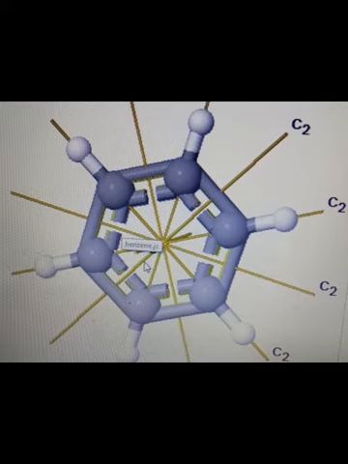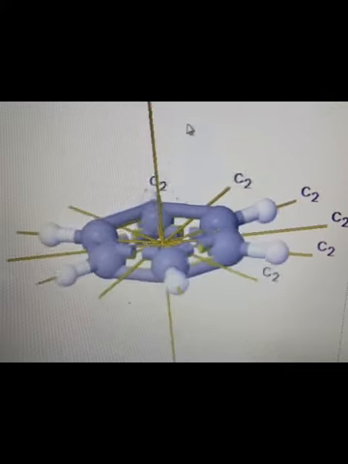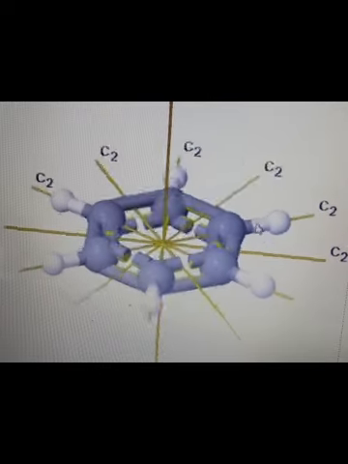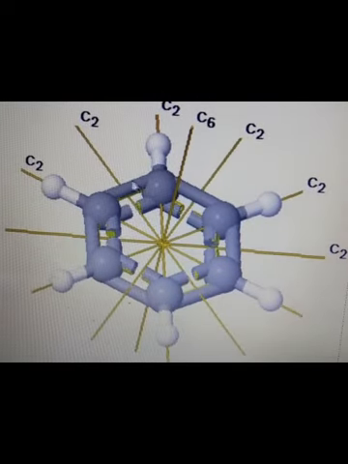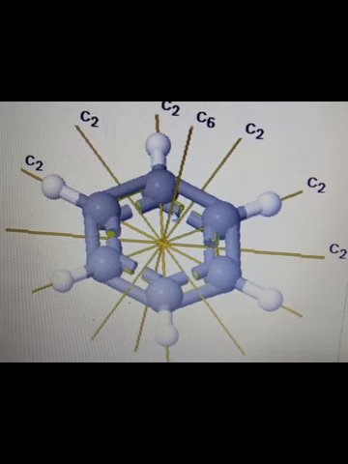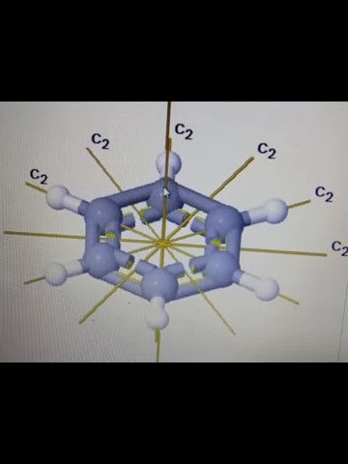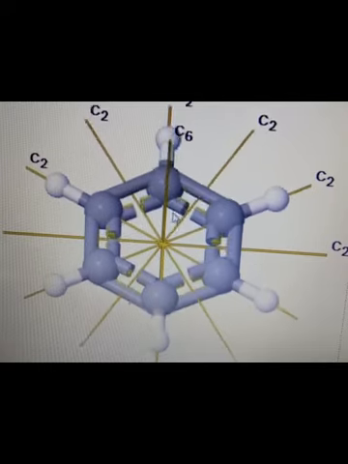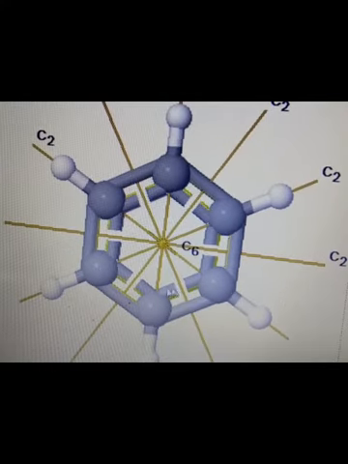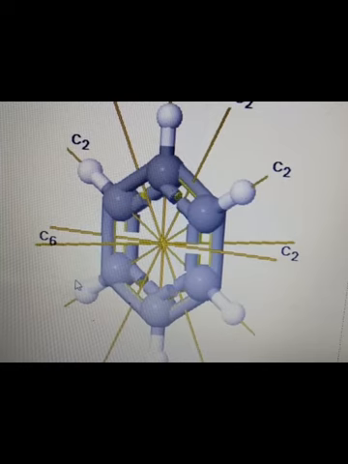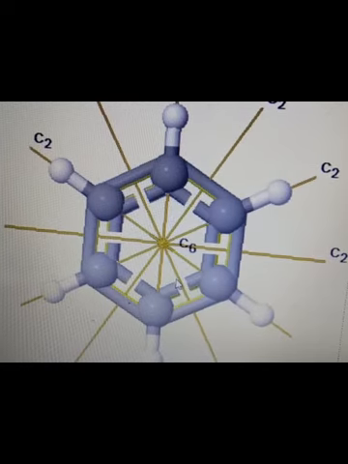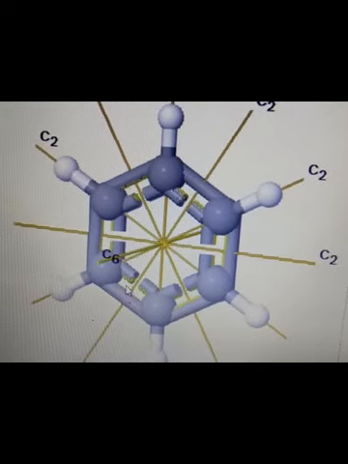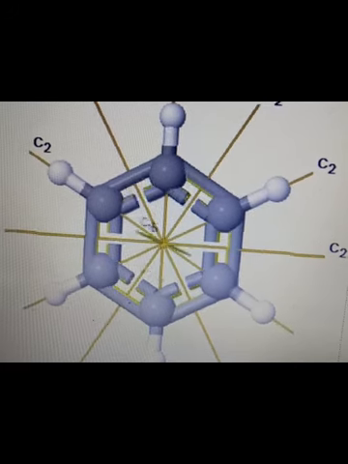So in case of benzene, it has 6 C2s which are perpendicular to the C6, and out of these 6 C2s, 3 C2s will be passing from the center of opposite corners, and 3 C2s will be passing from the center of opposite edges. And it also has 6 sigma V's. Just remember that in this molecule, the sigma V's are present along the C2 axis itself, passing along the C6 and in the same direction where your C2s are present.